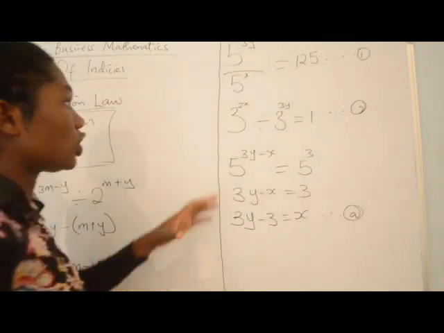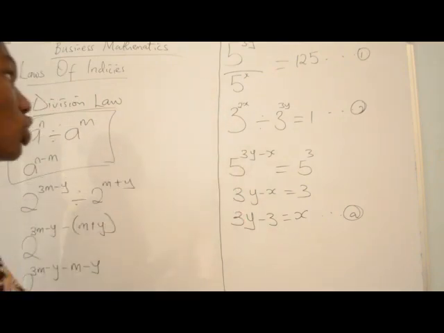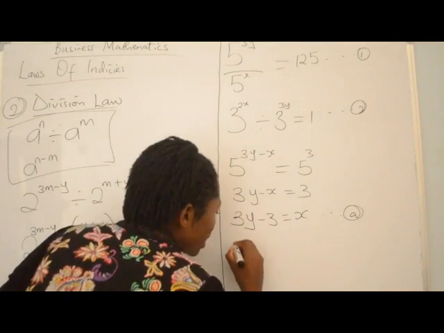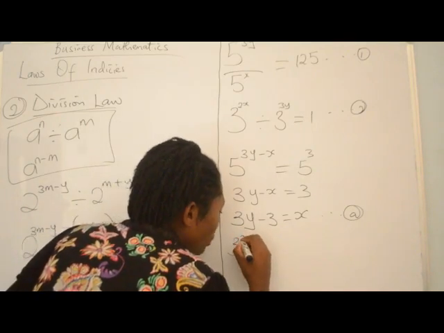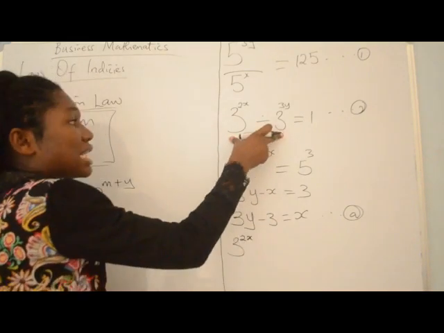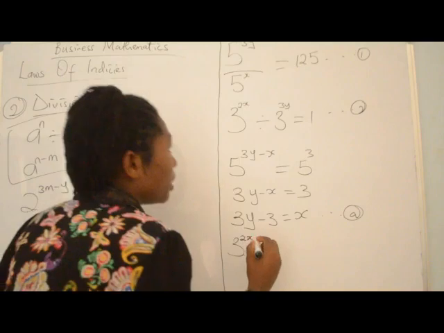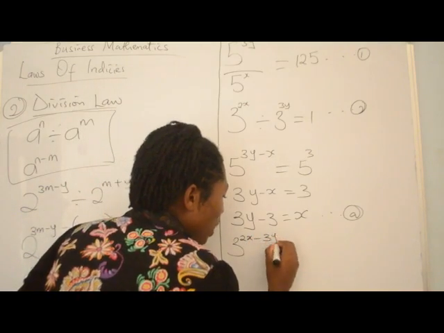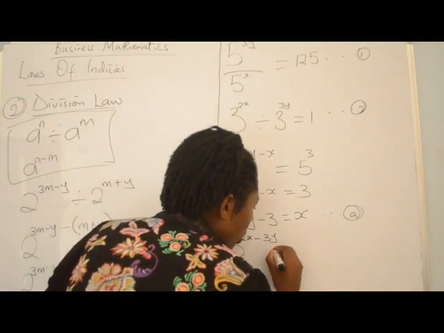Right, now we are through with our equation 1. We're moving to equation 2 quickly. We have that 3 raised to power 2x. Now the bases are the same, so we'll simply subtract the powers. Minus 3y is equal to 1.